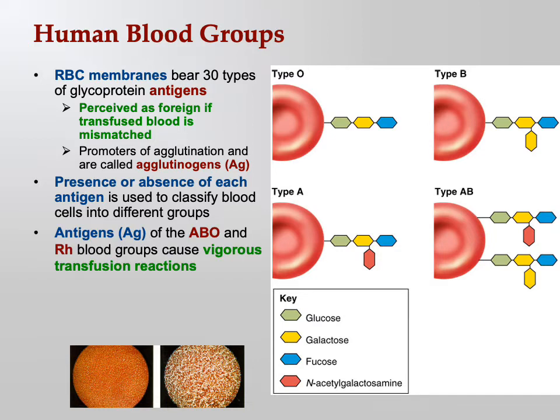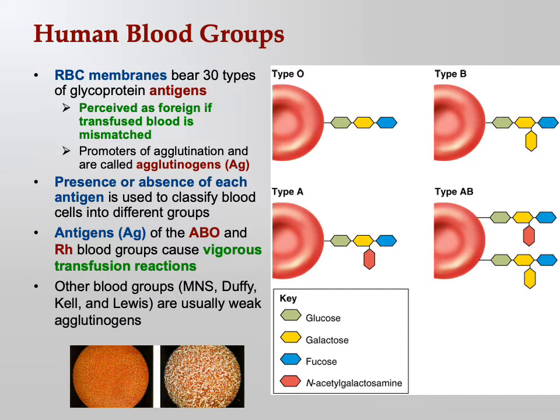The antigens that are most commonly talked about are the ABO and the RH. There are actually tons of different kinds of antigens. There are lots of ways to classify blood. There's the MNS, the Duffy, the Kell, the Lewis, and so on. We don't talk about those very much because those turn out to be very weak agglutinogens. So even if you do a mismatched transfusion with those, it's usually not a big deal.